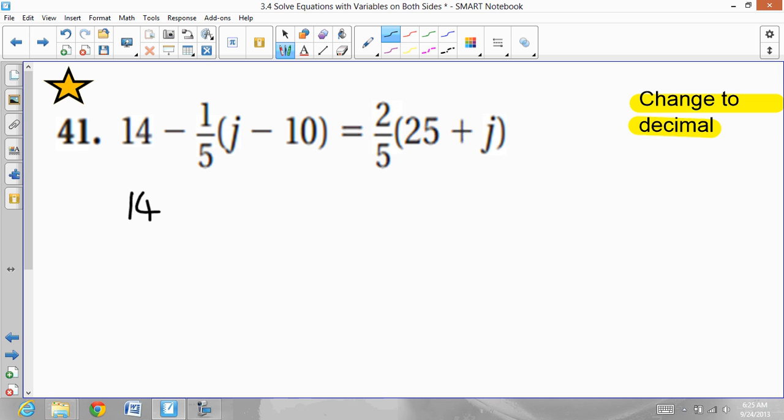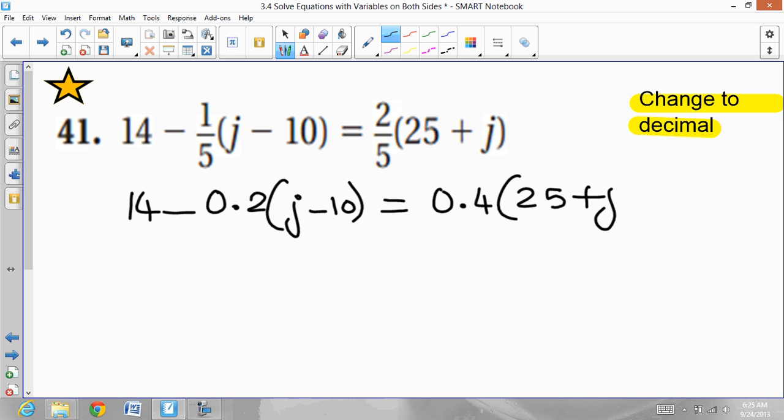So I have 14 minus 1 over 5, which is 0.2, times j minus 10. 2 over 5 is going to give me 0.4, times 25 plus j. And now I'm going to do the distributive property. The distributive property starts here and ends here. You need to recognize that.